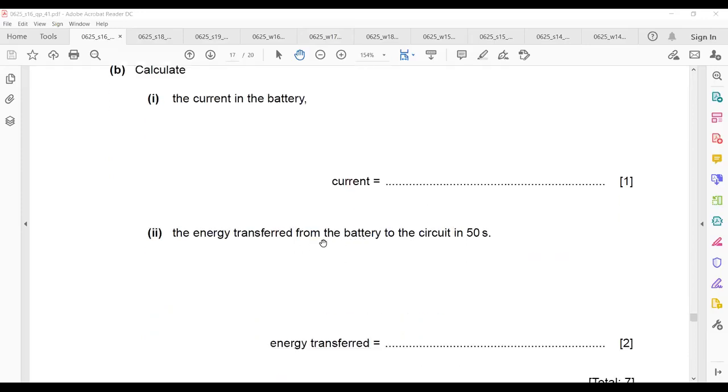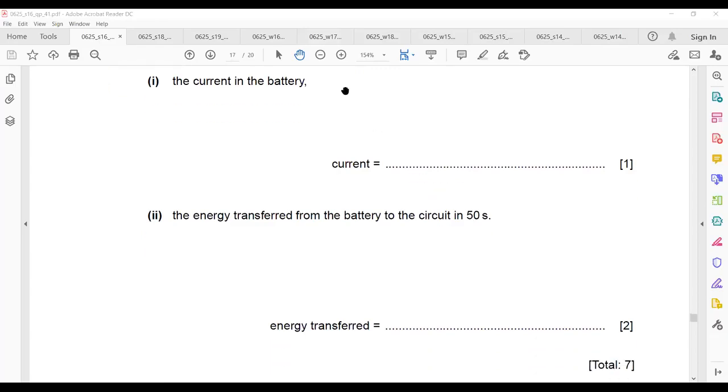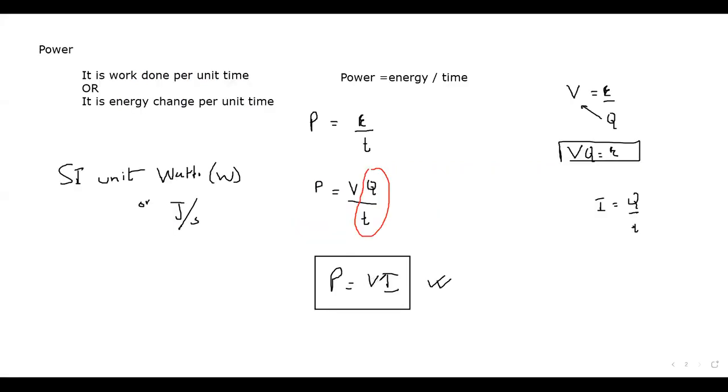Then, energy transferred from the battery to the circuit in 50 seconds. Look, how to get the energy? We have the formula power is equal to energy divided by time. So if I need energy, that will be equal to power multiplied by time. Now, how can I find the power? As we know, from the last point we discussed, power is a product of voltage and current. Voltage multiplied by current, we'll get the power.